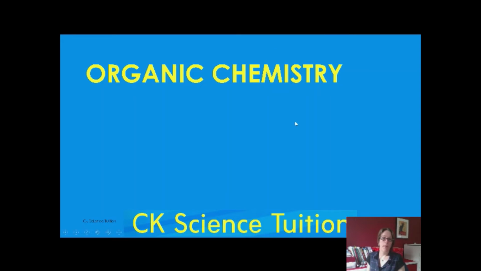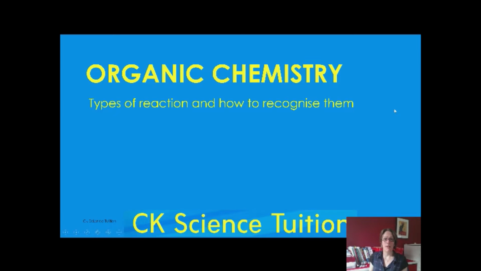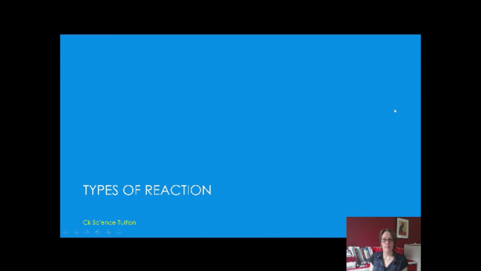So, in organic chemistry, how do we recognise types of reaction? There's loads of types of reaction that you might have already come across, and if you haven't come across them yet, you're almost certainly going to come across them in your A-level course. So we have addition, we have substitution, and we're going to go into those two in a lot more detail.